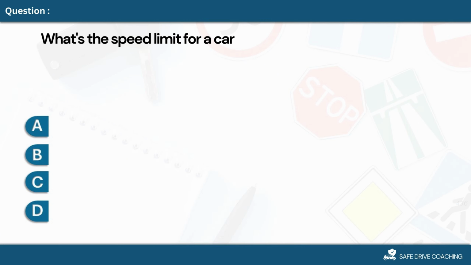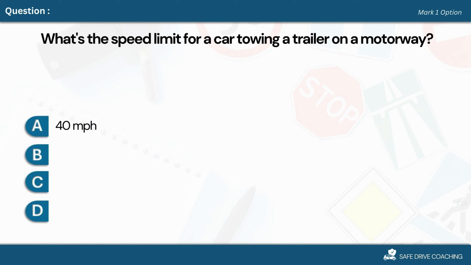What's the speed limit for a car towing a trailer on a motorway? A. 40 miles per hour. B. 50 miles per hour. C. 60 miles per hour. D. 70 miles per hour. The correct answer is C. 60 miles per hour.